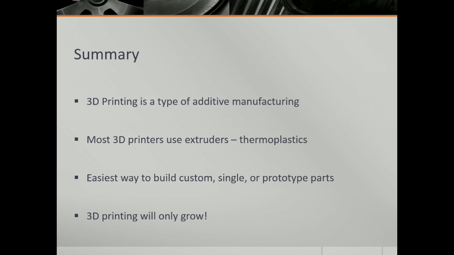In summary, 3D printing is a type of additive manufacturing. Most 3D printers are extruders and use thermoplastics. 3D printing is the easiest way to build custom, single, or prototype parts. 3D printing is still very much in its infancy, but it will only grow in popularity.